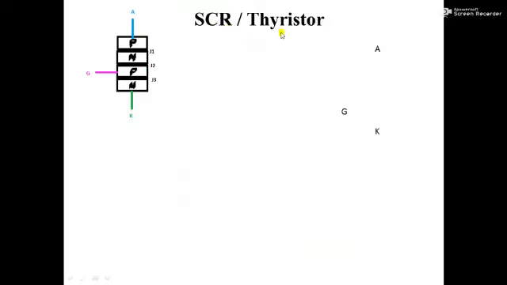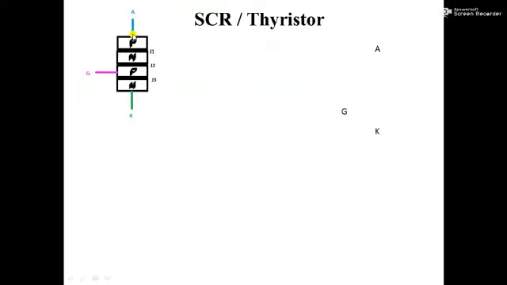SCR belongs to the thyristors family. This is a family of power electronic devices called thyristors. Another family you have is diodes. One more family you have is power transistors. SCR, which stands for silicon controlled rectifier, belongs to the family of thyristors, so sometimes SCRs are also called simply thyristors. So this is how, constructionally and internally, SCR has 4 layers of semiconductors and 3 junctions J1, J2, J3.